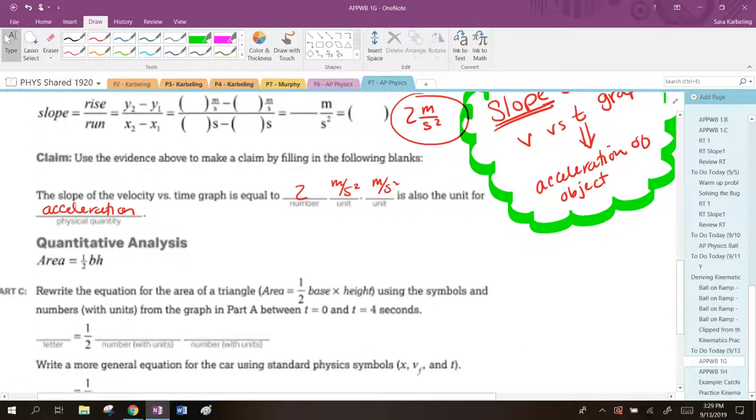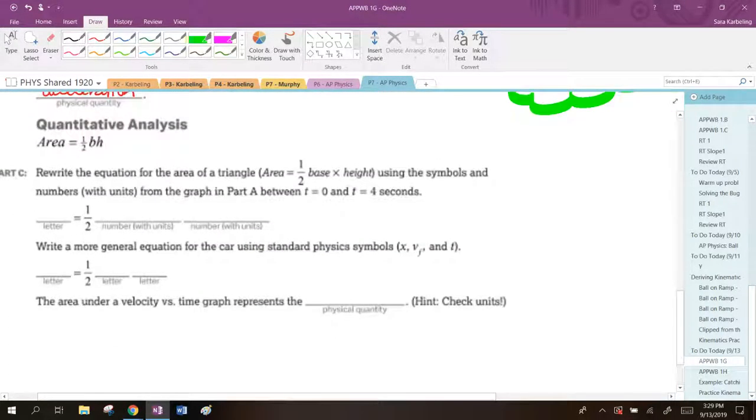Part C, quantitative analysis. We're doing a little geometry today. So part B was first semester calculus. Part C is second semester calculus. This is really what you need to know, friends. Area is 1/2 base times height. You proved that in geometry probably a few times. It says rewrite the equation for the area of a triangle using symbols, numbers with units, and numbers with units, from the graph in part A between t equals 0 and t equals 4 seconds.